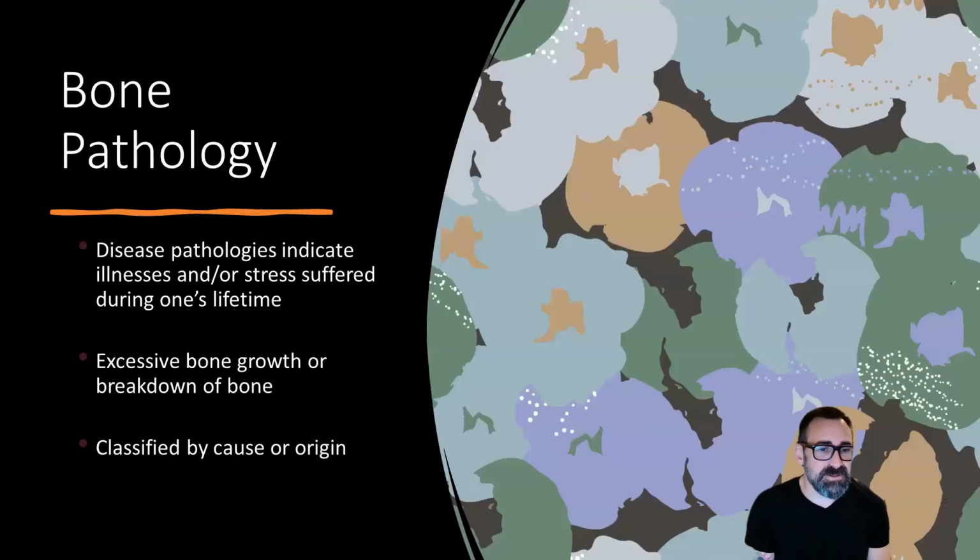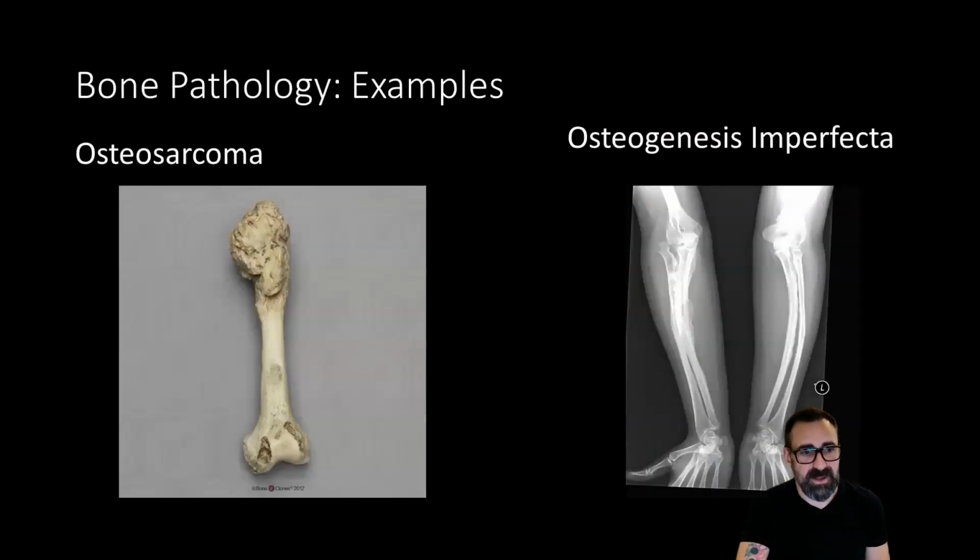So bone pathologies, these are diseases or illnesses or stressors that affect the skeleton. And so we can see lots of different examples of it, so we'll look at a few of them. We can look at things like osteosarcomas. These are bone cancers. So you can see a really terrible example of bone cancer.